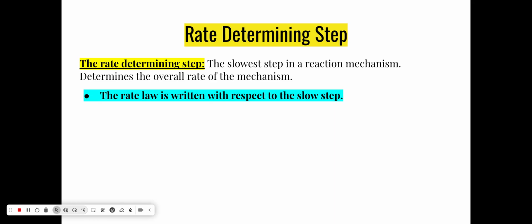And the analogy I like to use, guys, about the rate determining step is imagine that we're traveling on a 5-lane highway. And then at one point in the highway, there's construction, right?